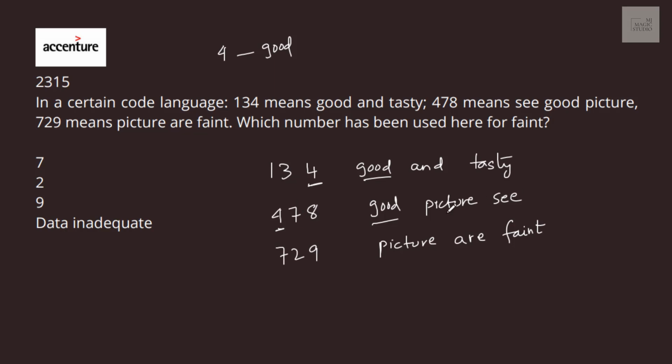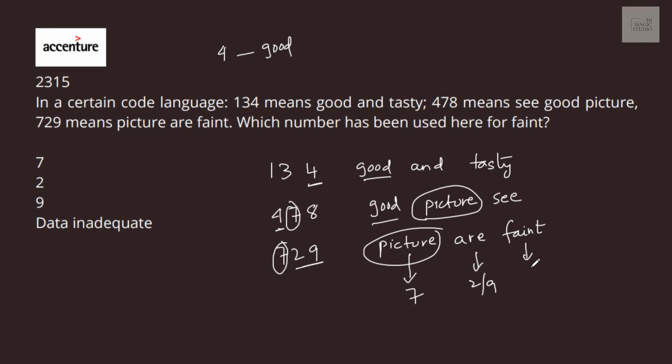7, 8 is picture and C. Now here we can see that 7 is common, and in these two, picture is common. Okay. So picture is 7. Now we have R faint. R faint is 2 or 9. R is 2 or 9. Faint is 2 or 9. Here we can see good is 4, picture is 7, and C is 8. Here and would be 1 or 3. Tasty would be again 3 or 1, whatever.